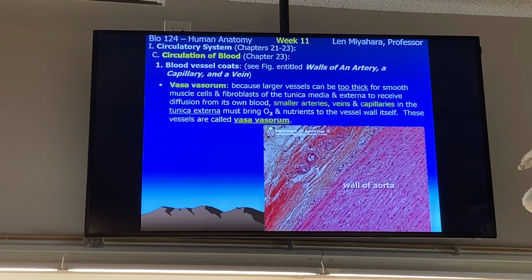Okay. So this is the wall of the aorta, and the blood is way over here, right in here. And there's no way those cells out there are going to get oxygen and nutrients. And so way out there in the outer regions is its own small blood vessels. Does this make sense?